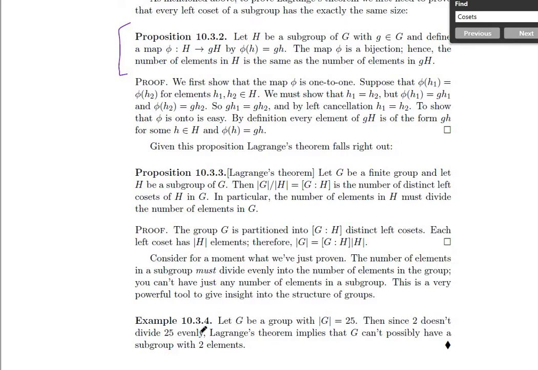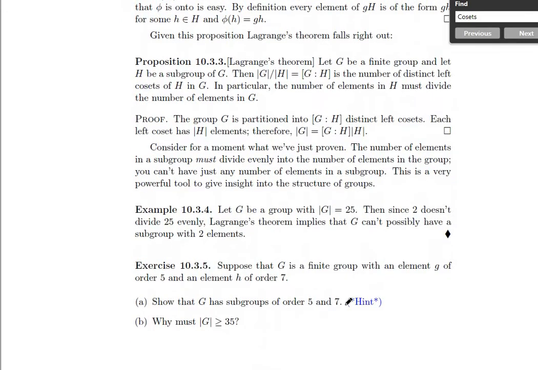So if we do an example, let G be a group with order of G equals 25. Then since 2 doesn't divide 25 evenly, Lagrange's theorem implies G can't possibly have a subgroup with 2 elements. Now, isn't that amazing? I can tell something about the non-existence of groups just by looking at the number of elements in the group. Okay, I know there's no subgroup of order 2. There's no subgroup of order 3. There's no subgroup of order 9. There's no subgroup of order 11. All those are true because none of those numbers divide 25. In fact, the only subgroup I can have is order 5. So that really cuts down my options.